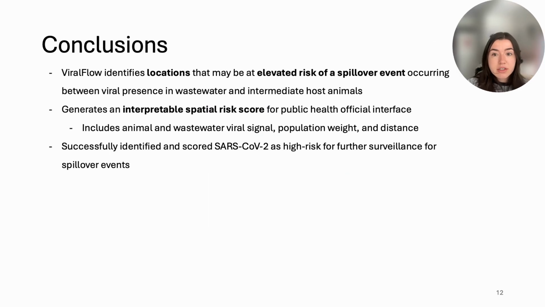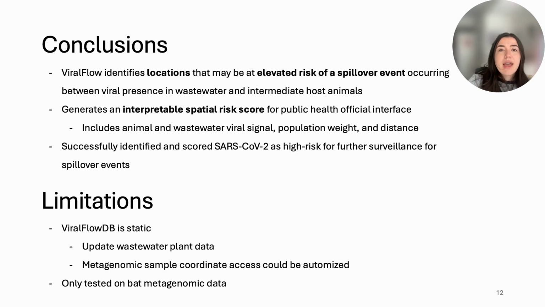And so in conclusion, we present ViralFlow, which is a tool that can be used to identify locations that may be at risk for elevated risk for a spillover event using this interpretable spatial risk score that's designed for a public health official interface. And there are some important limitations to note about ViralFlow, one being that the database currently is static, so users have to update the wastewater plant data for future years and also provide sample coordinates, which are things that could be automated that we're currently working on.